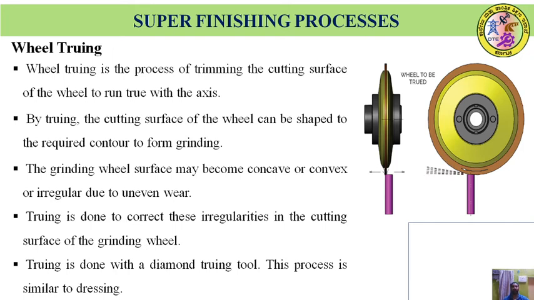It is performed by a diamond cutting tool, which is very hard. The diamond is one of the hardest cutting tools available in the world. So by using this cutting tool, we are removing the oval shape of the grinding wheel, so that it will regain its original shape of a perfect circle.